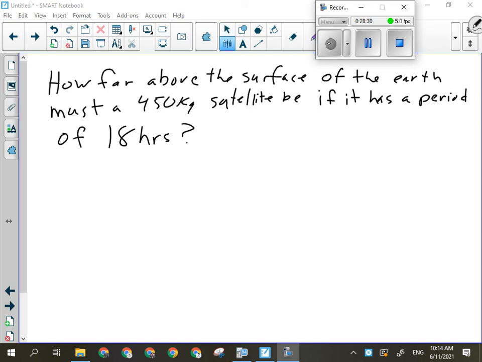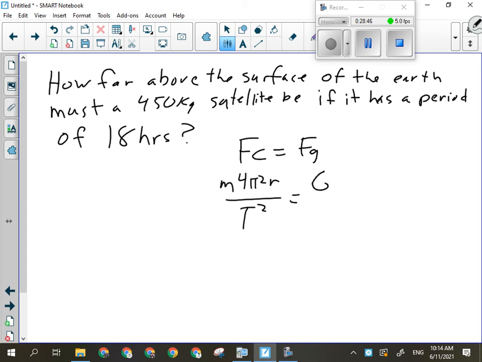So I'm going to start off with that substitution and say FC equals FG, and that's going to be M 4 pi squared R over T squared. I've just squared V equals 2 pi R over T and plugged it in. That equals big G times M1 times M2 over R squared. Now, right off the bat, the mass of the satellite, which I was actually given in the question, makes no difference. Cancel it right away.